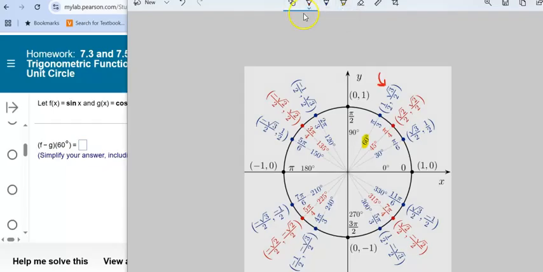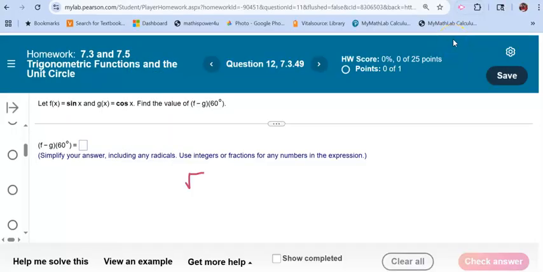The sine is the y coordinate, cosine is the x coordinate. So when I plug 60 degrees into the sine function, I get the square root of 3 over 2. When I plug 60 degrees into cosine, I get 1/2. So this is going to be square root of 3 over 2, that's the sine of 60 degrees, minus, there's the minus, and then the g evaluated at 60 was the cosine, that was 1/2.